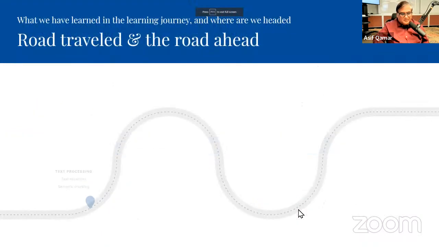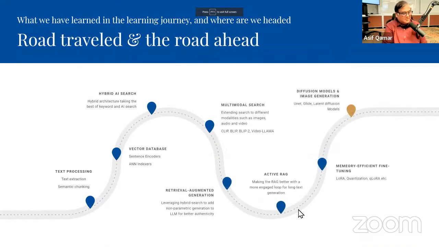So what's our journey so far? We learned about text extraction and semantic chunking. As you realize, that itself can keep you entertained for the better part of 2 weeks, isn't it? We learned about vector databases, sentence encoders, and ANN indexers. We learned about hybrid AI search, right? Which takes the best of keyword and AI search.